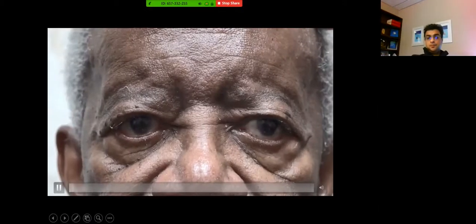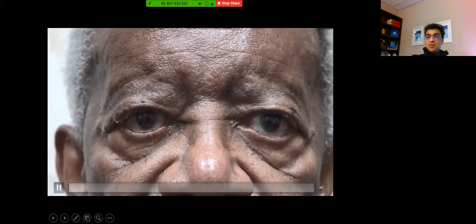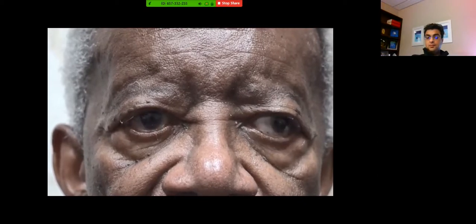Finger, keep looking at it. So you see this dissociated nystagmus on the left side? Look at the camera. Look at my finger. Keep looking at it. Look at the camera. Now looking to the right side. Here. Keep looking at it. Look at the camera.